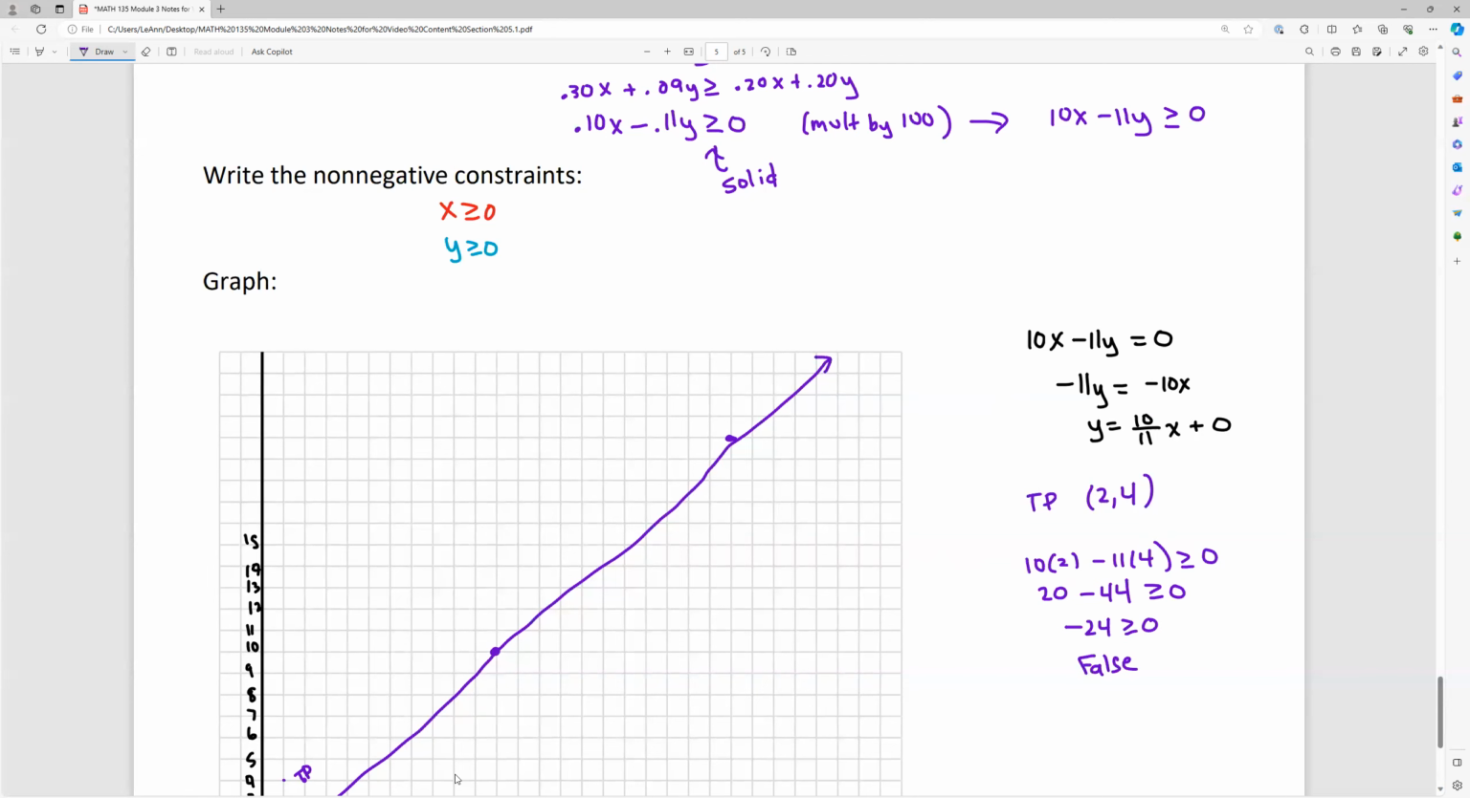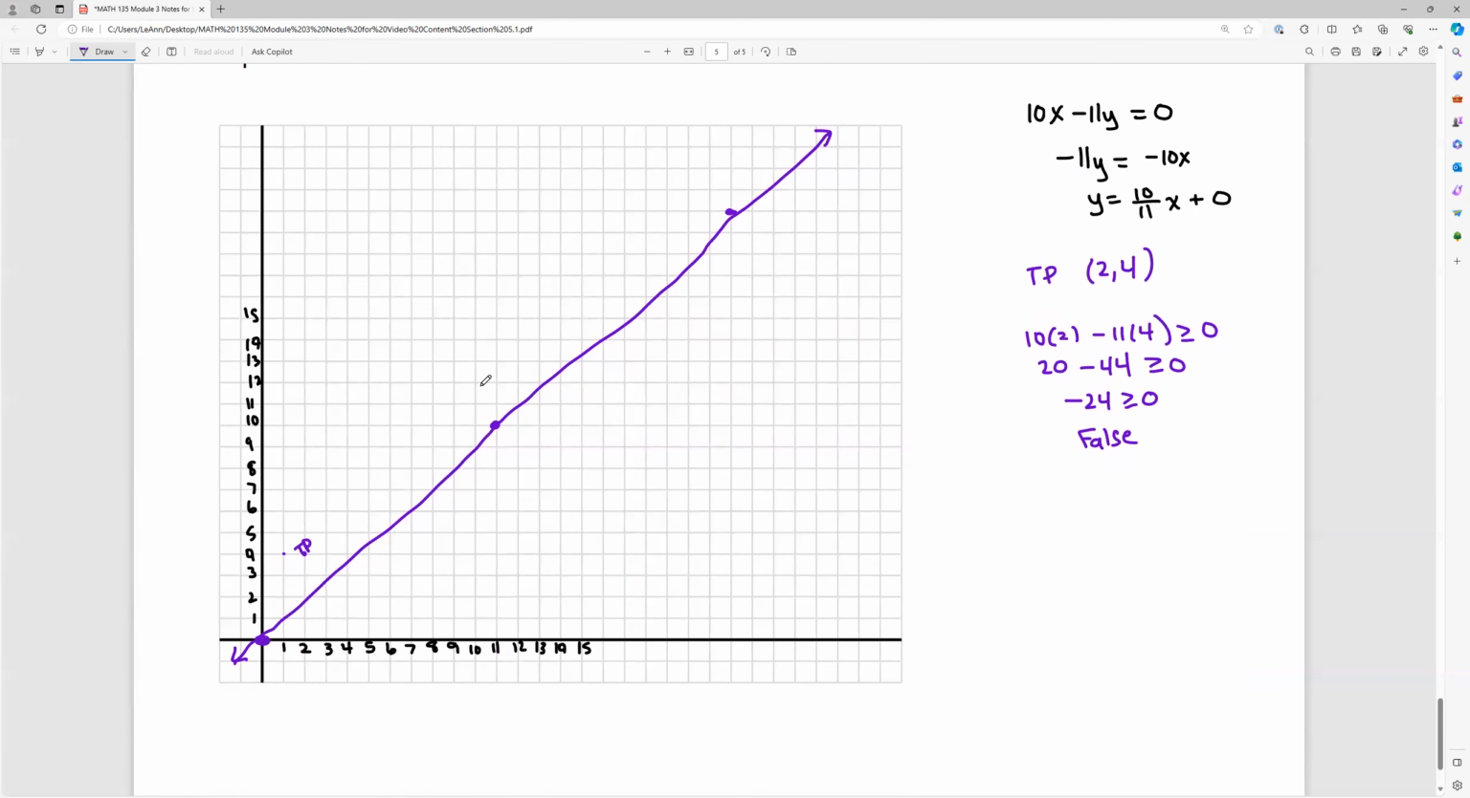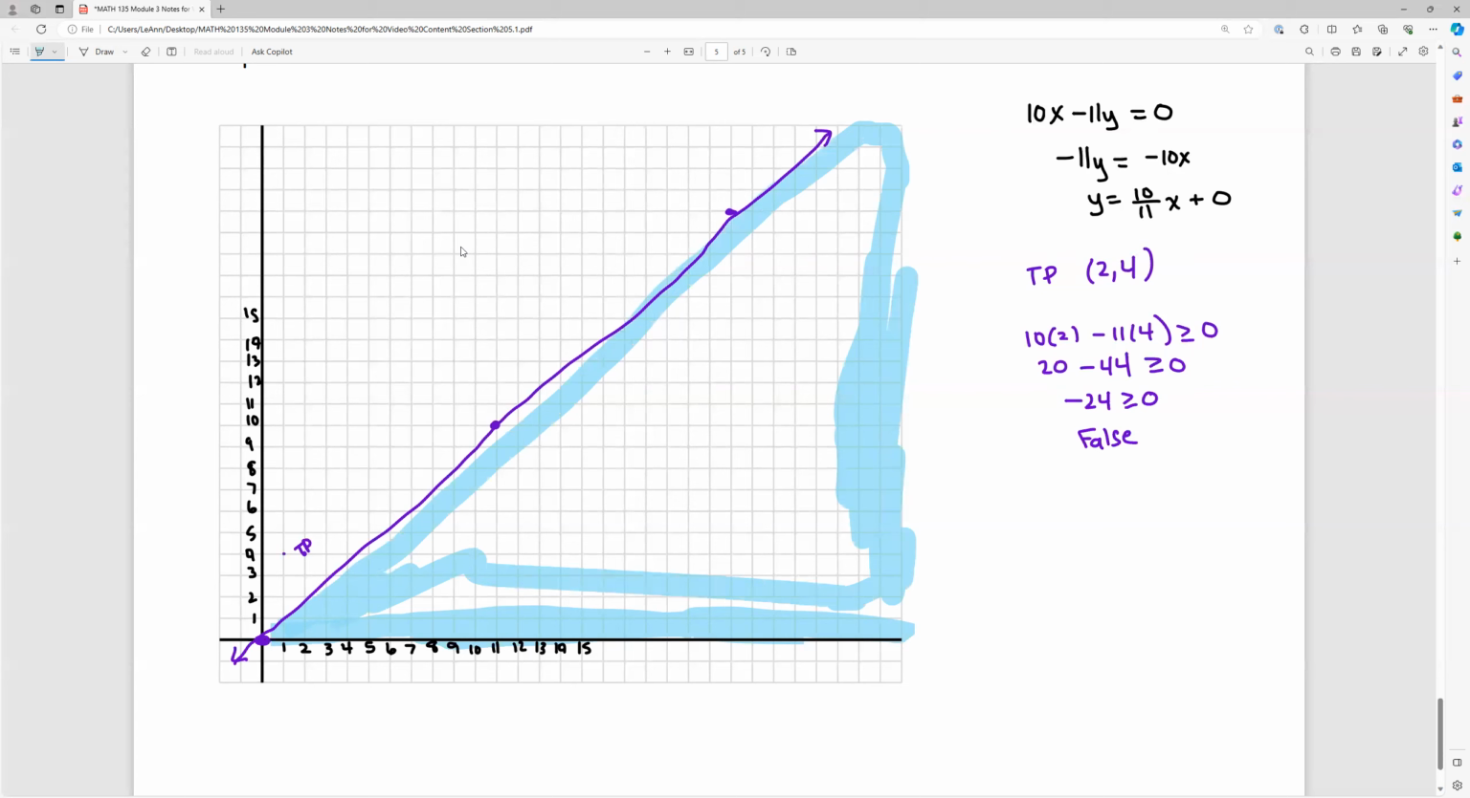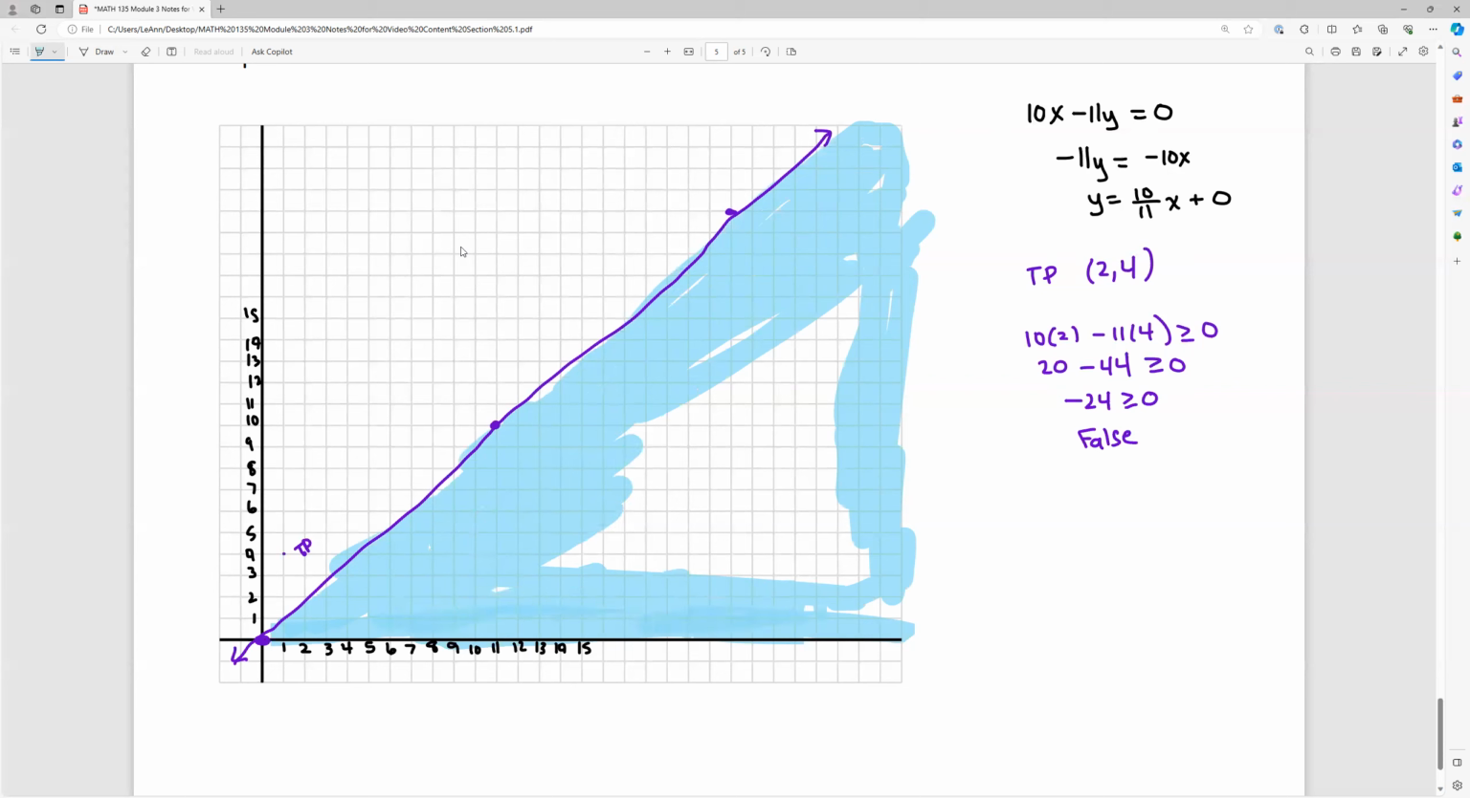That is false. So that means this whole upper half plane, remember this is above this point, is all false. So we're going to be shading the opposite side, this half plane below. And we have to remember to stay above our x-axis and to the right of our y-axis, because that's our non-negativity constraints. So we're going to be shading in everything in between here. And remember, this goes on forever to the right. We just don't shade beyond our graph.